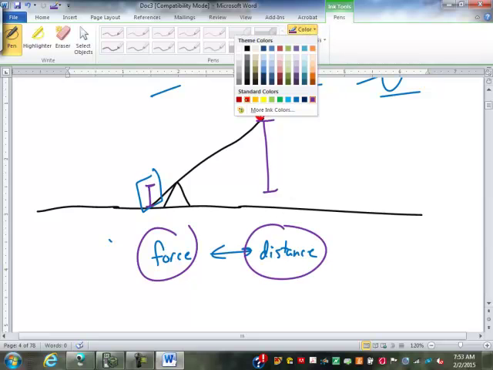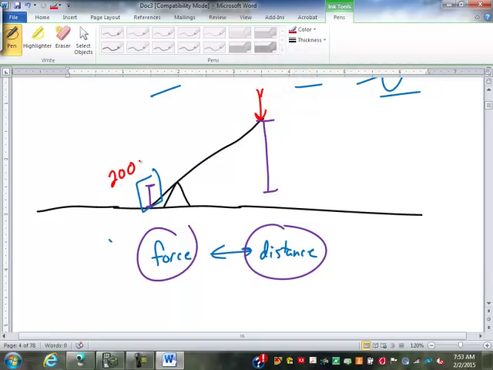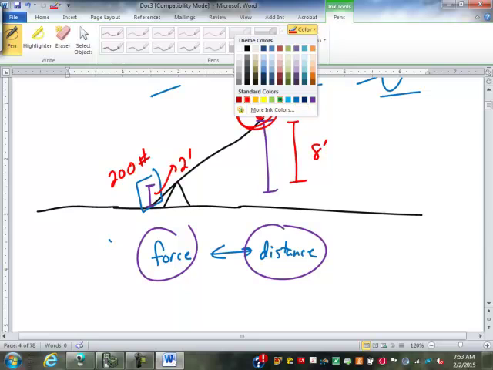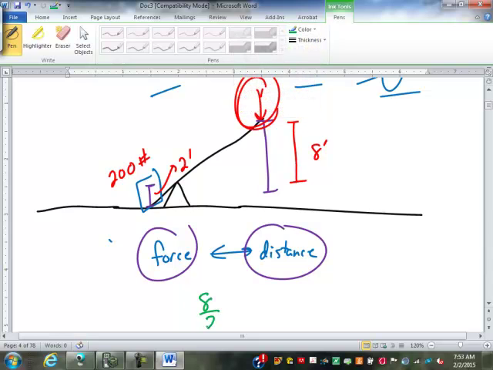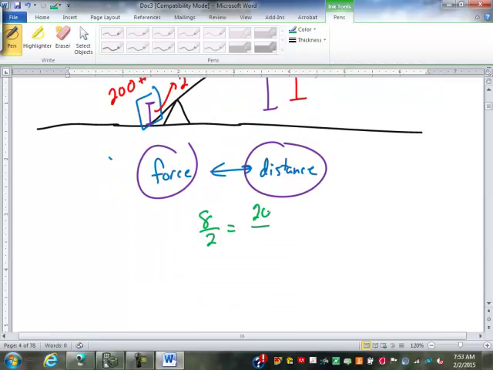So let's say that this over here is a 200-pound object. And over here, this distance is 8 feet, and this distance here is only 2 feet. How much force would I have to exert here to lift that up? Well, the ratio of the distances is 8 to 2. The ratio of the force, is this going to be smaller or larger than the 200? Better be smaller, right? So that means the 200 has to go on top.